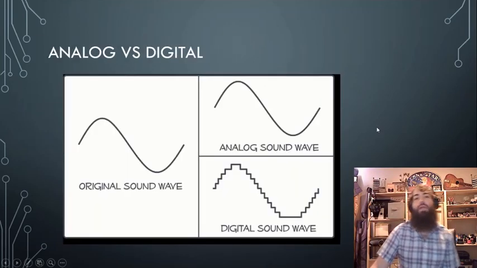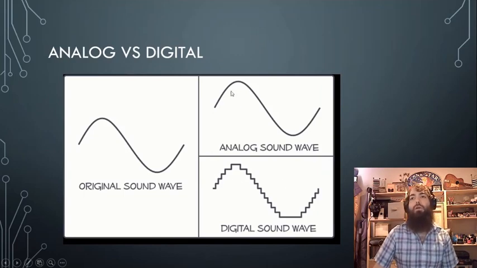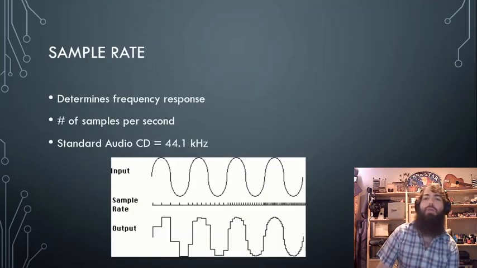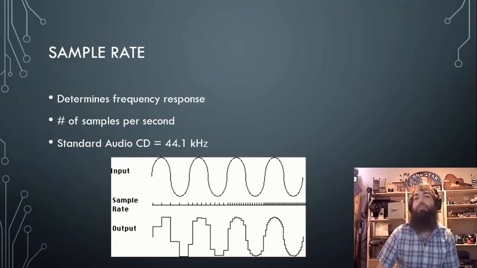Cool. So let's go over analog versus digital. So analog is fun because effectively analog is pretty much just a recreation of the original wave. We're just using analog voltages to do so. Digital, however, is using zeros and ones to recreate the analog voltages. So let's go over how they do that. So digitally, we're going to use sample rate and bit depth. Let's go over sample rate first.